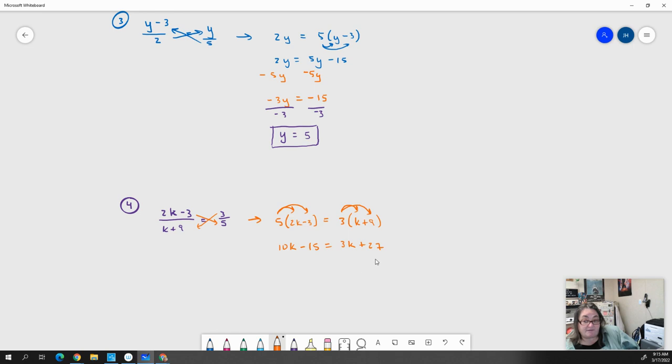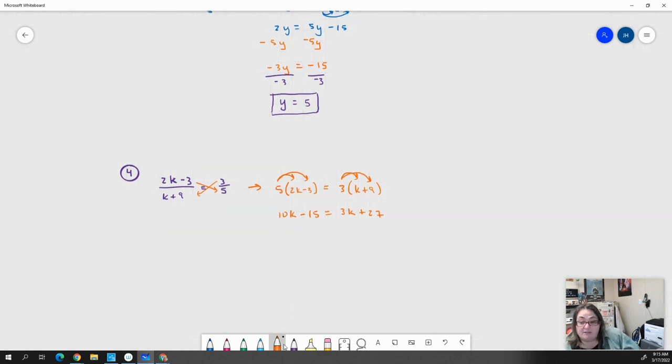And now all we have to do is solve for k. So again, I'm going to move this 3k over to the left. Why? Because I like my variables on the left. Can they be on the right? Absolutely. I just like mine on the left for some reason. Because at the end, I want to be able to say k equals instead of something equals k. It's just a personal preference. So here I have 7k minus 15 equals 27.